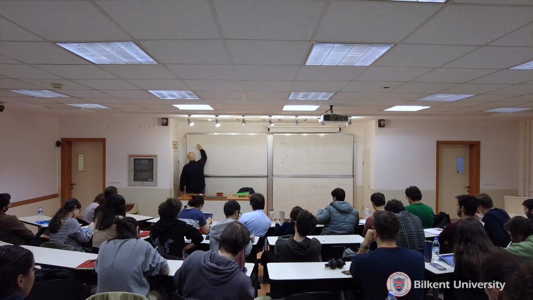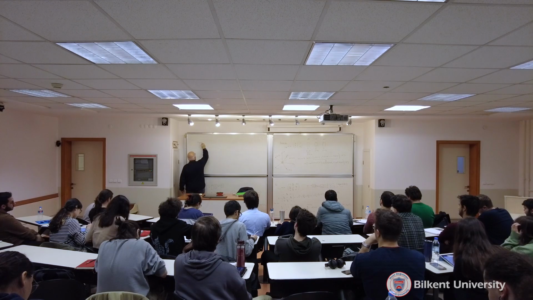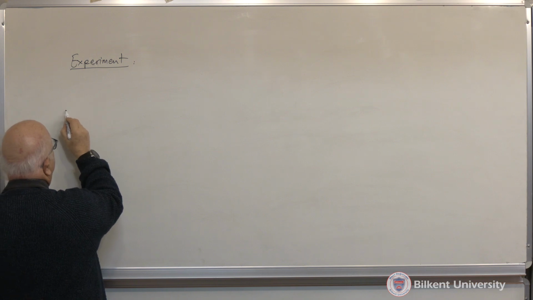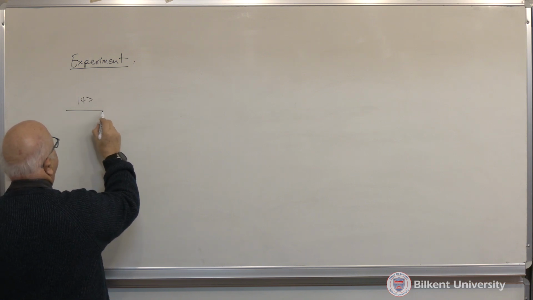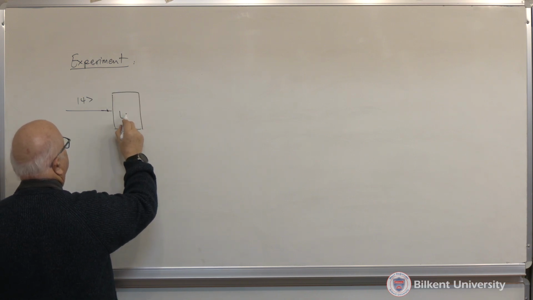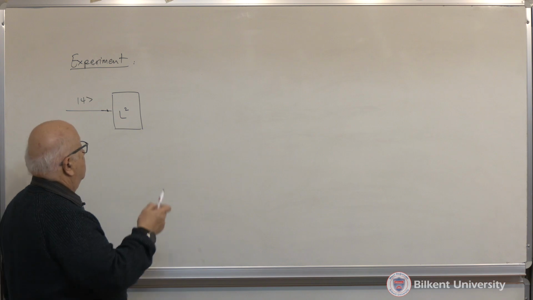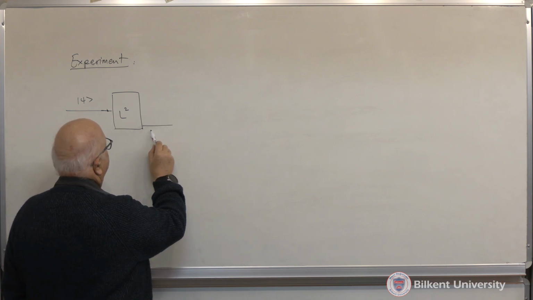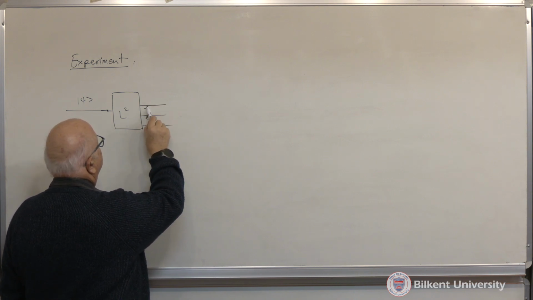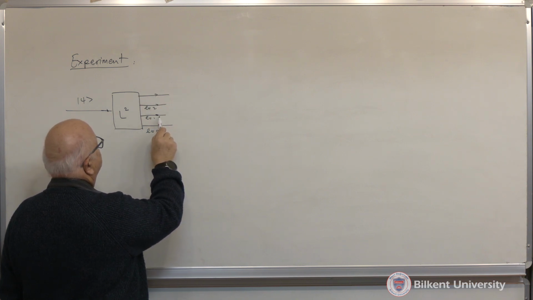So let's look at our experiment. Here comes an electron in some general state, and I do an L squared measurement on it. So I measure the total angular momentum. What are the possibilities? Well, I can get L equal to 0. I can get L equal to 1. I can get L equal to 2. I can get lots of different possible values for the angular momentum.